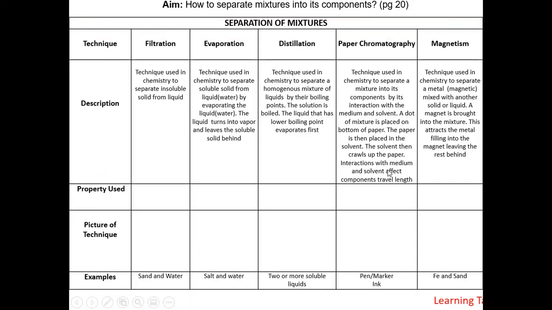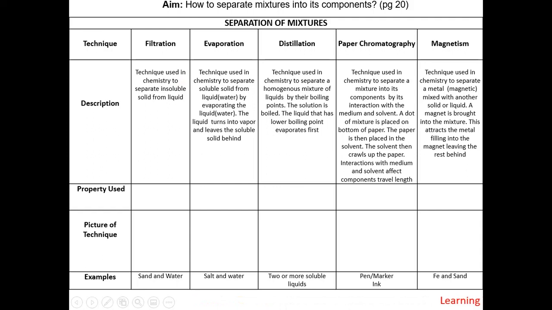So here's a matching activity. Before we do this activity, I want you to watch a TED video. The link is in the description under this video. Once you watch the video, come back to this video. For this matching activity, I want you to read the description of each of these techniques. Then, on the bottom of this table is a word and picture bank of the properties used and pictures of the techniques. Use the picture and the property to match it with the description of the technique. Once you've done it, then resume this video.